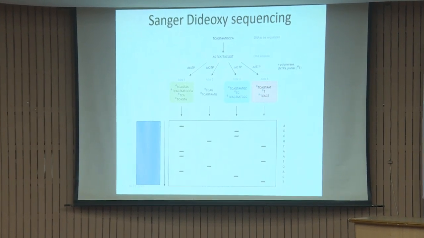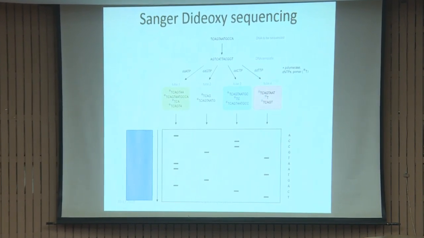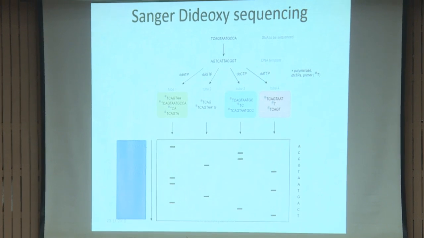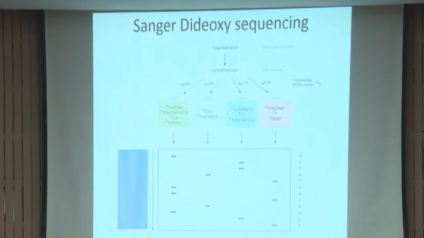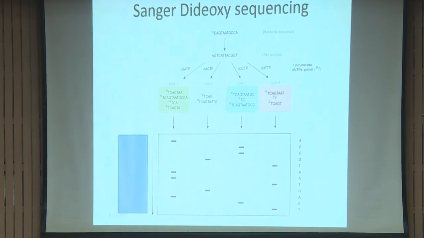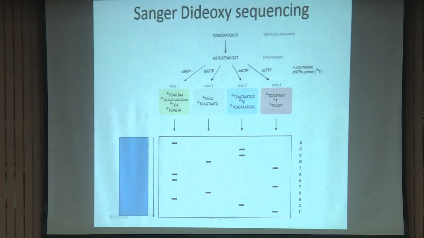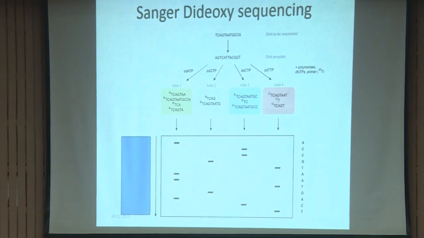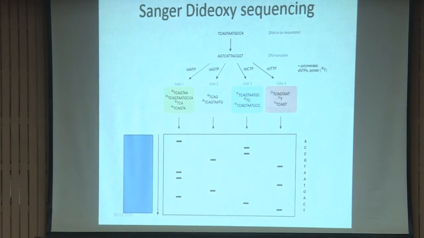In my first tube I have taken dideoxy ATP. If you write the sequence and do it on your own, you will understand it much better. If I take dideoxy ATP and synthesize using primers and DNA polymerase, what do I see? How many fragments can I get theoretically? You write and then you calculate.